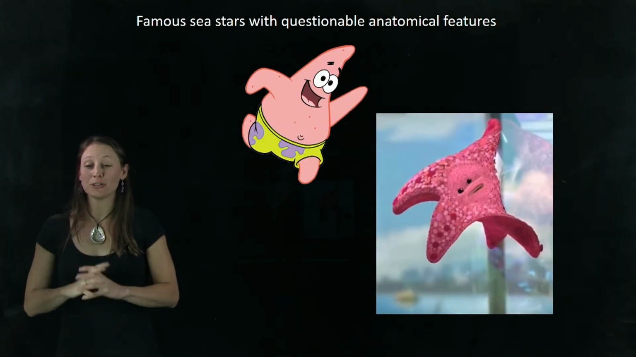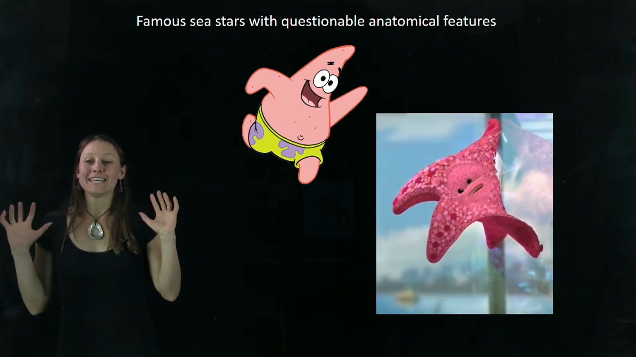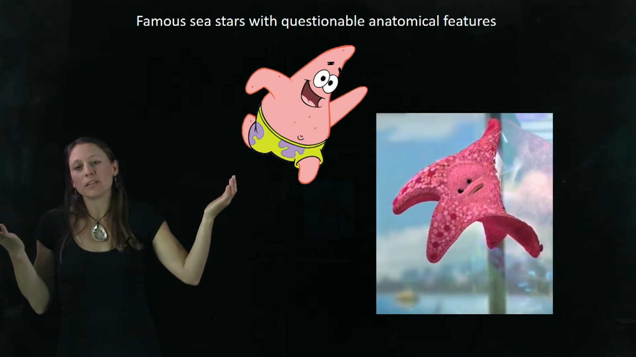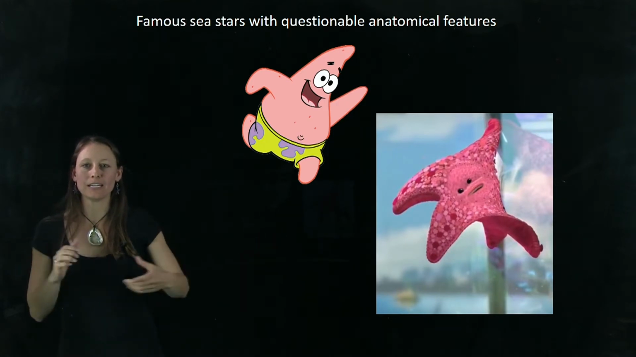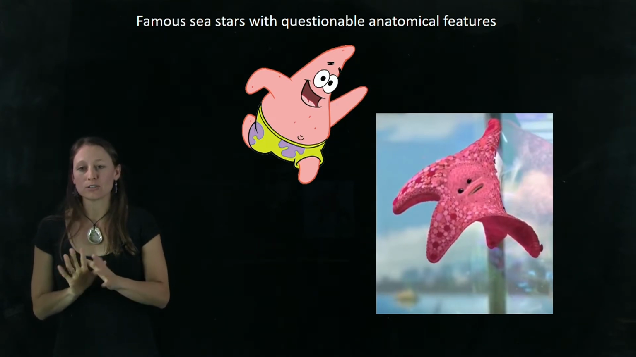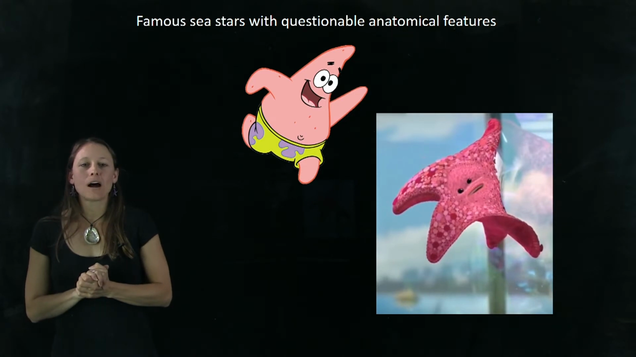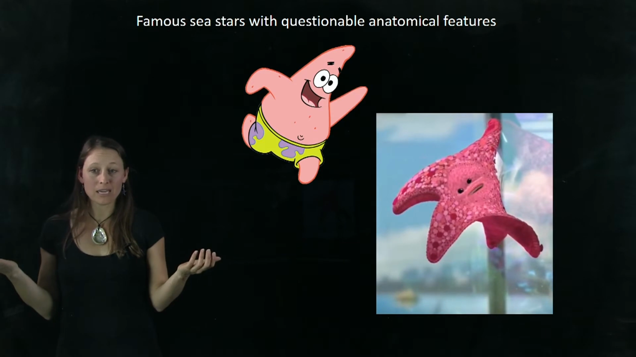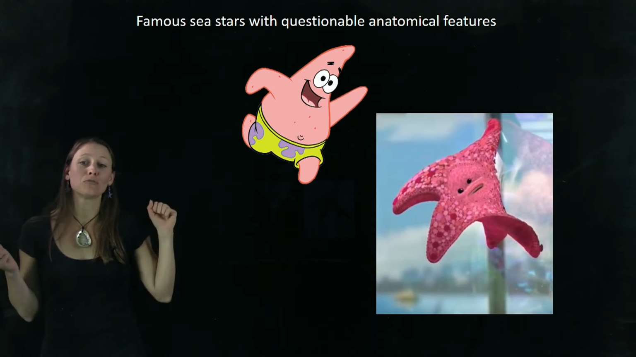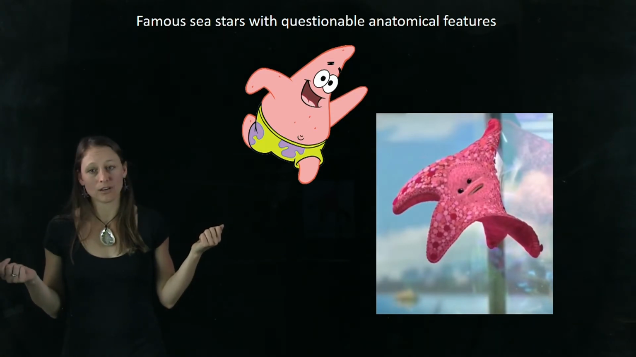Now we are going to do a little bit of anatomy review. These are probably the more famous sea stars out there. This is Patrick from SpongeBob and Peach from Finding Nemo. And I just wanted to point out a couple of the anatomically incorrect features that bug me every time I watch Disney movies. So firstly, they both have eyes. Sea stars don't have eyes.